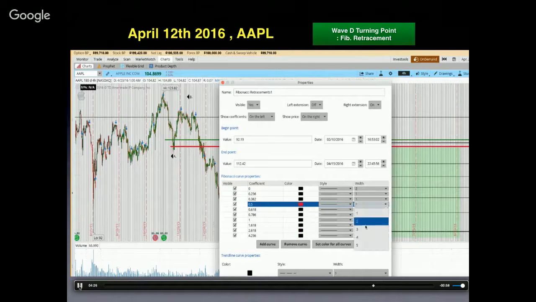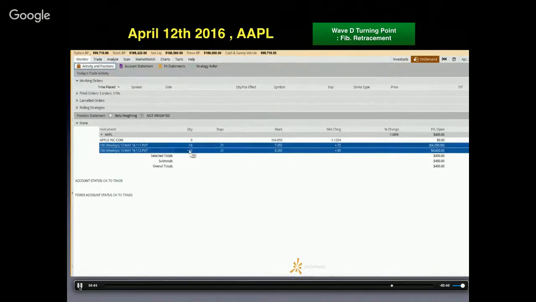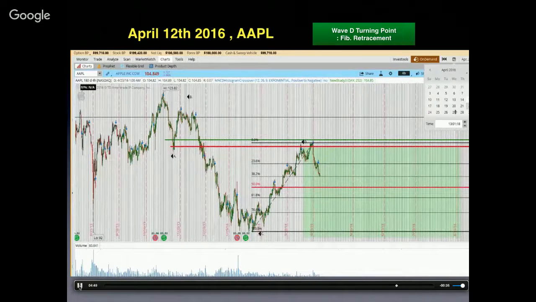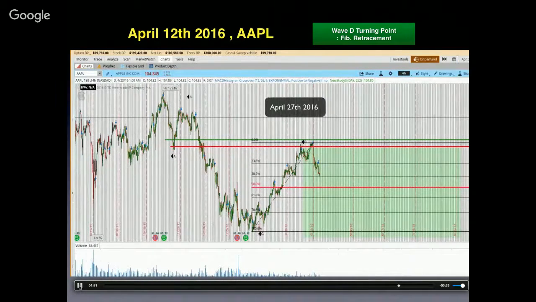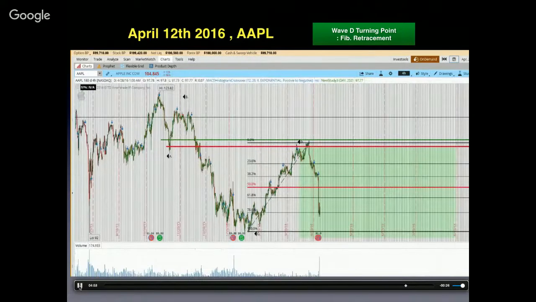Okay, so I'm changing the color of the 50% ratio so that it's more visible. That will be my profit target for Apple. You can either place a conditional take profit order, or use a debit spread. We have 21 days to go, so you can either wait a few more days and see how it pans out.